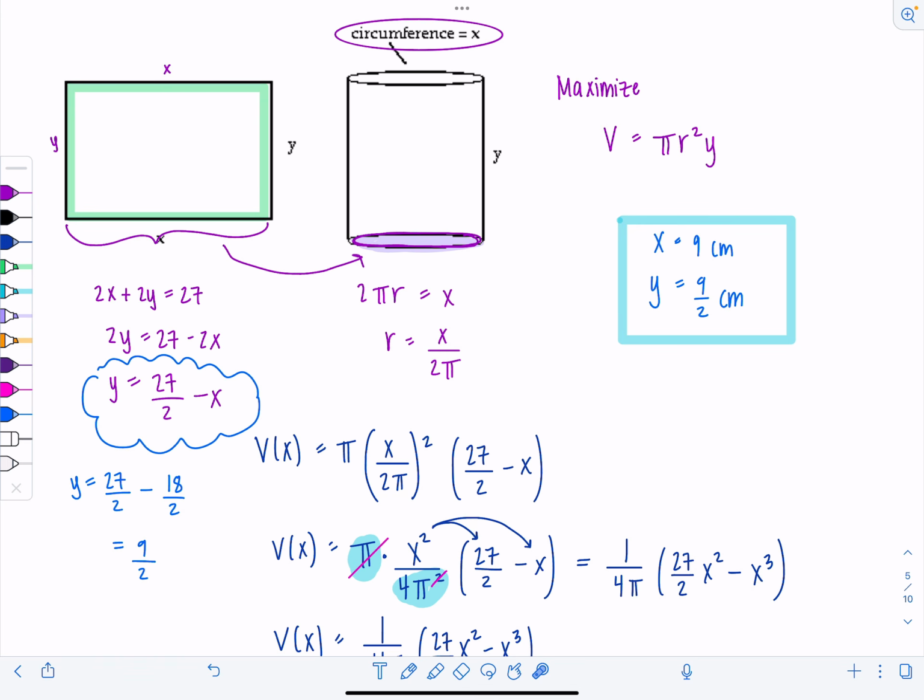Okay, I still have 3 more examples for you. They're more econ examples, so I'll stop here and then record that separately. They're more like economics applications, which is good stuff.